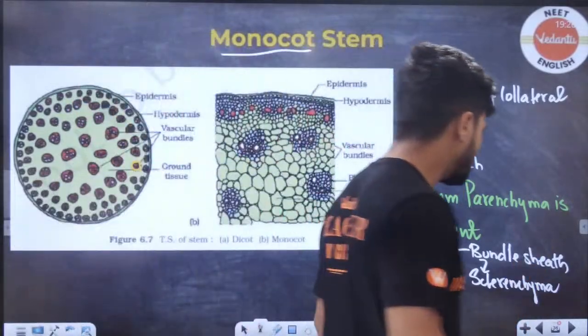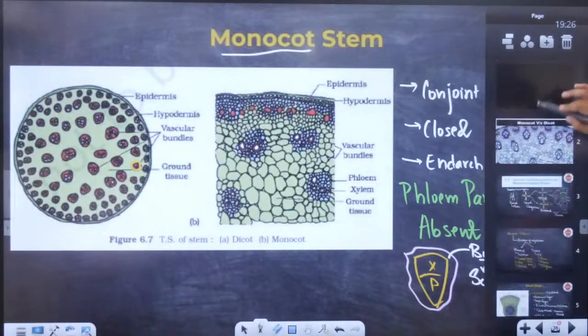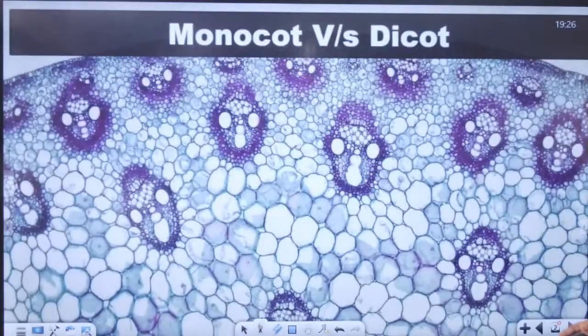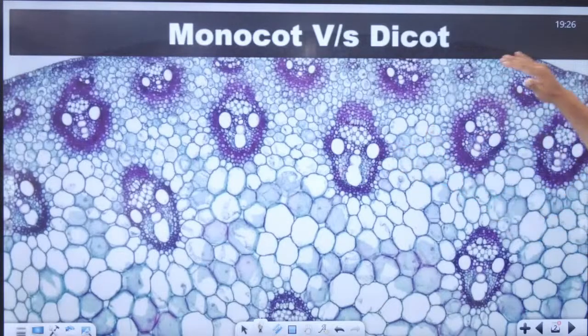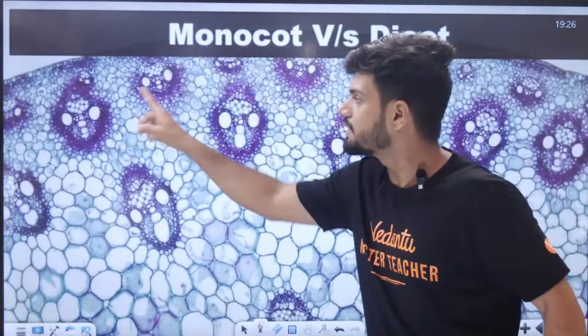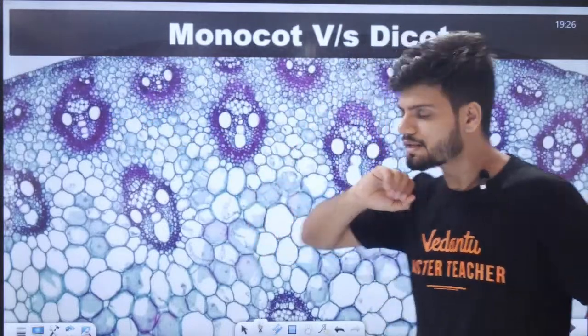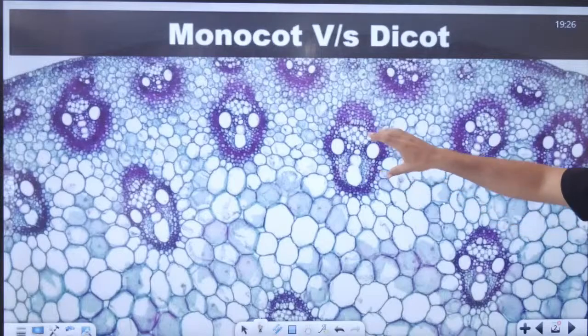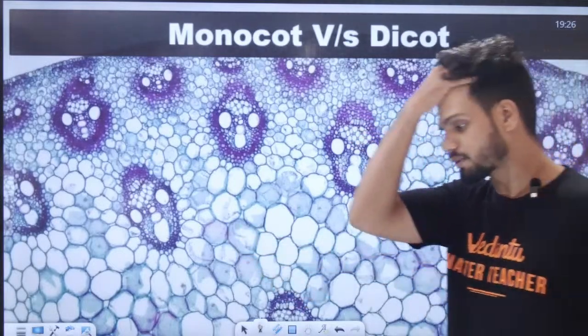And this bundle sheath is made up of sclerenchyma here. Okay. Now, apart from that, students, I'll take you back to the first diagram which I showed you. Can you see here? This is a monocot stem. It looks like a skull face. On the periphery we have more in number and also small in size. As we come towards the center, they are larger and fewer in number. These are called vascular bundles.